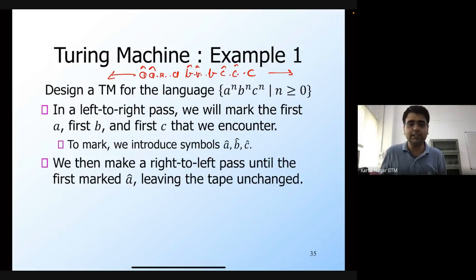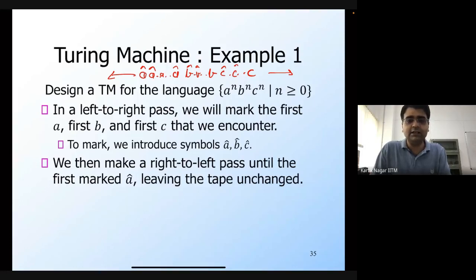So if you keep on repeating this process, eventually what will happen is that you will reach a situation, let's say if you had an equal number of A's, B's, and C's, where all the A's are marked. Which means that after reaching the first A hat in a right to left pass, the very next symbol would be a B hat.